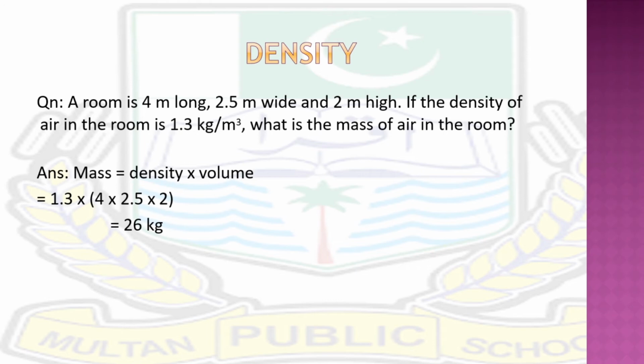Now there is another case study. A room is 4 meters long, 2.5 meters wide, and 2 meters high. If the density of air in the room is 1.3 kg per cubic meter, what is the mass of air in the room? Mass is equal to density times volume. By putting in the values of density and the volume of the room as 4 by 2.5 by 2, the answer would be 26 kg. That would be the mass.